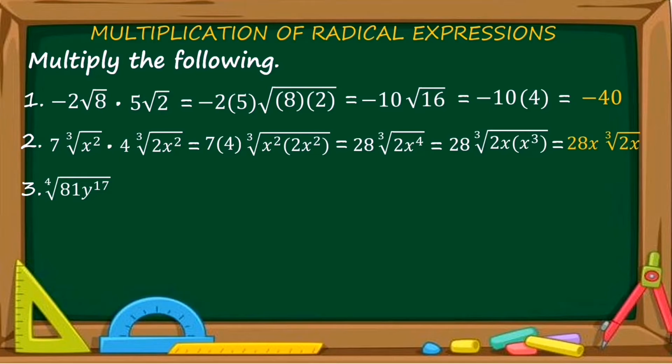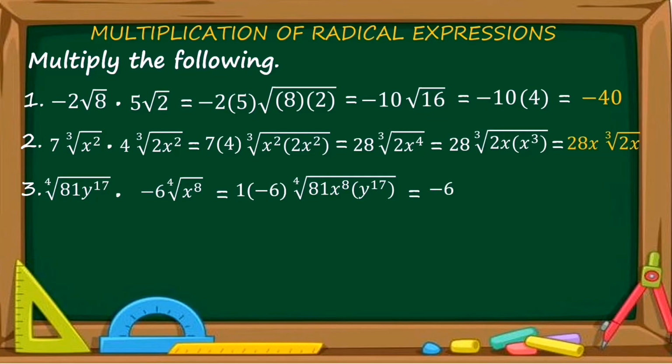Number 3, fourth root of 81 y raised to 17 times negative 6 fourth root of x raised to 8. It is equal to 1 times negative 6. 1 is the coefficient of the first radical. Then, the product of the radicands, that is equal to the fourth root of 81, x raised to 8, y raised to 17. 1 times negative 6 is equal to negative 6.